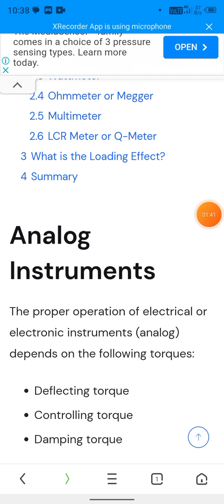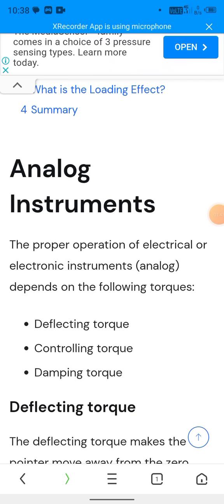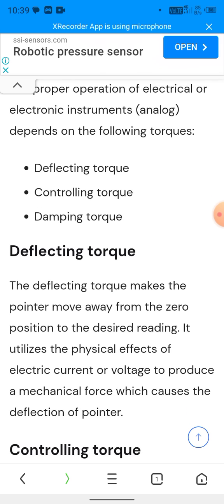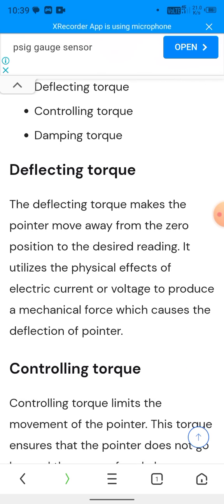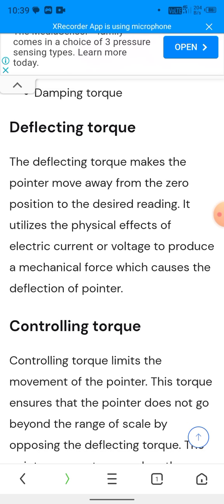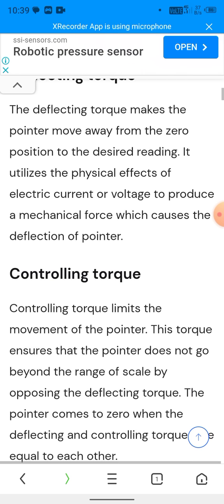Analog instruments. The proper operation of electrical or electronic instruments depends on the following torques: deflecting torque, controlling torque, and damping torque. Deflecting torque. The deflecting torque makes the pointer move away from the zero position to the desired reading. It utilizes the physical effects of electric current or voltage to produce a mechanical force which causes the deflection of the pointer.